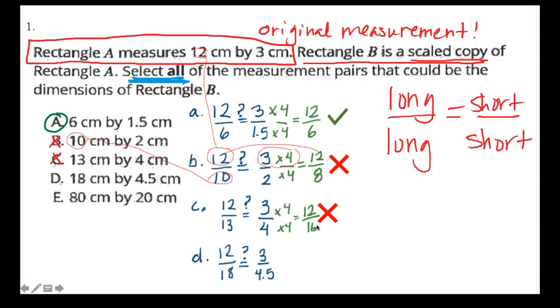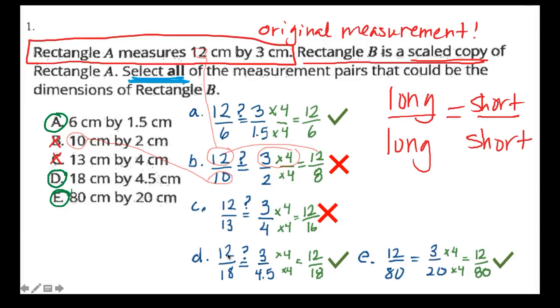D, same process. Ratio of long to long. See if I can make it equal short to short. Now again, I can multiply 3 times 4 and equal 12. But if I multiply 3 times 4, I have to multiply 4.5 times 4. I end up with 12 over 18, which is equivalent to my original fraction here. So D is an option.